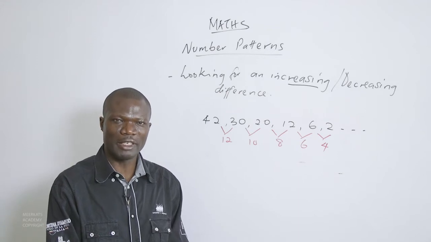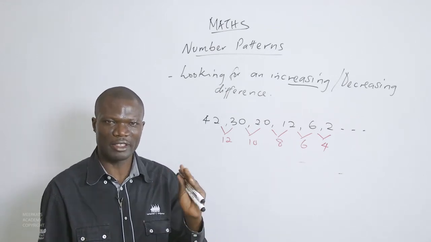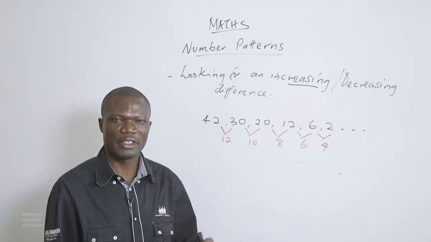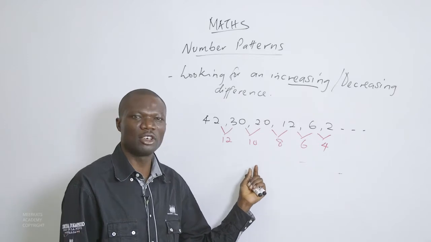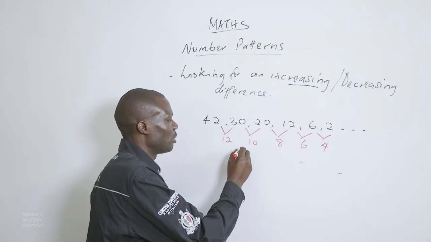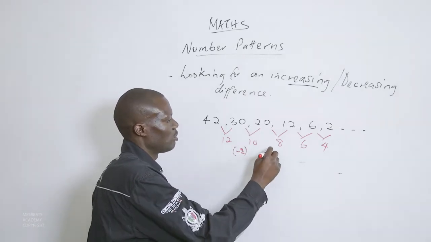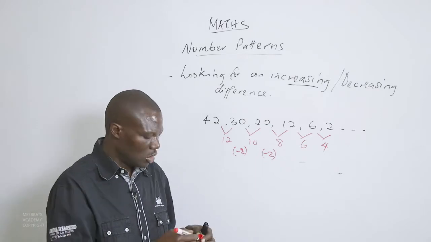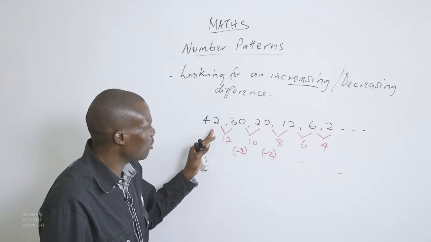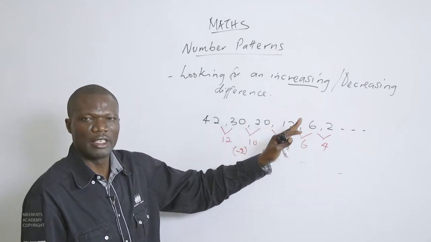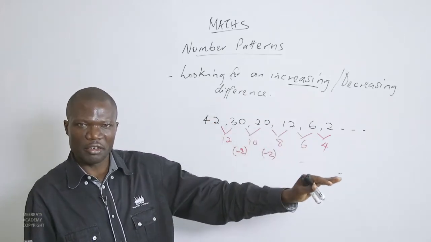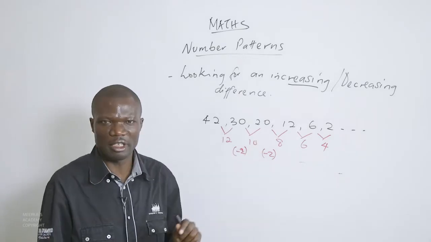Now, there is a pattern here. There is some flow of a difference, and the difference keeps on decreasing. And as it decreases, you'll notice that it is decreasing, yes, but by a minus 2. So we can say that this number pattern that we have is a sequence of numbers that is decreasing. And it is decreasing in a way that the difference keeps on also decreasing. So that's why we have this.